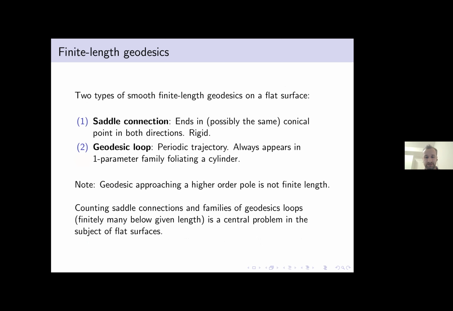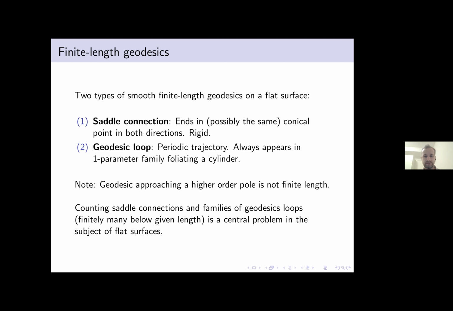Yeah, so one more aspect about this flat geometry. What people study is these generic trajectories, but you can also look at finite-length trajectories. So you'd only look at smooth geodesics, in the differential topological sense, not broken lines which have some kinks in them. For the smooth geodesics, there are just two types. Either they can end in both directions at a conical point. This is called a saddle connection, and these are always rigid, so they appear discretely.